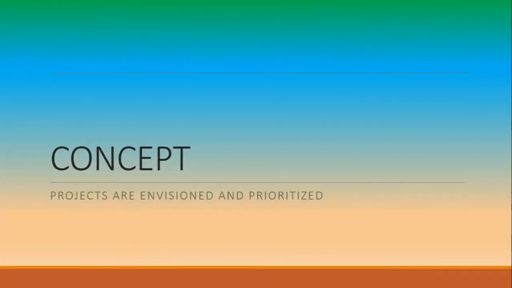So, concept is, in terms of the agile world, where projects are envisioned and prioritized. Here, generally in this phase, you can select the project, identify the potential projects and prioritize them, and then develop the initial vision and consider the project feasibility. So this is the phase of concept. We will call it iteration -1.